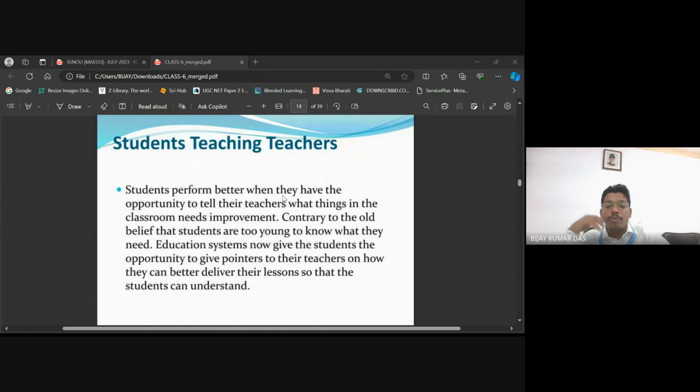Contrary to the old belief that students are too young to know that, right? So what they need, we have to identify. The education system now gives students the opportunity to give pointers to their teachers on how they can better deliver their lessons so that students can understand them very well. When designed at the very grassroots level, she will be clear about the concept. So the modern trend is bringing students teaching the teachers in a very peculiar and wonderful form.